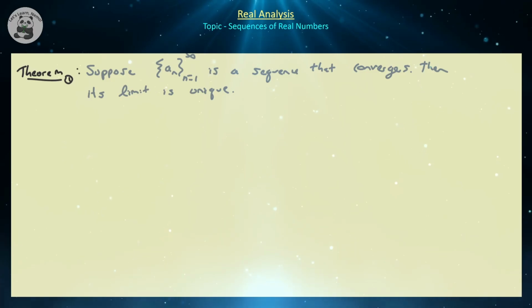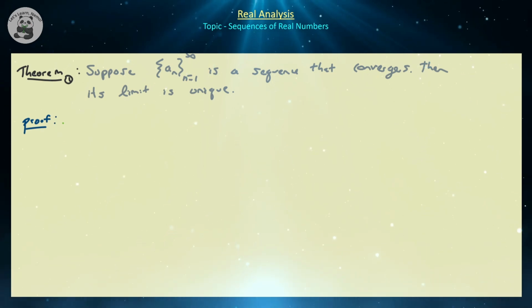The first theorem that I want to present today is quite intuitive if you've already taken calculus before, and it says the following. Suppose that you have a sequence that does converge, then its limit is unique, which means that if it does converge to something, it can't converge to something else simultaneously. So how are we going to prove this? As usual with uniqueness proofs, contradiction is usually the way to go.